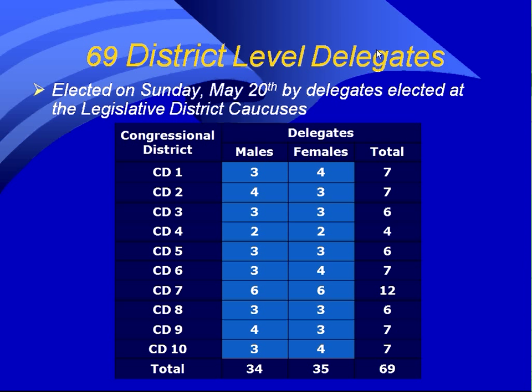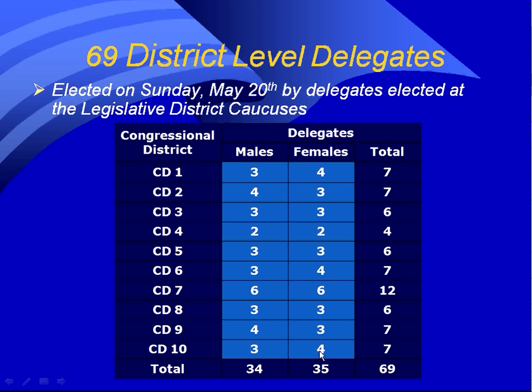The next group are the 69 district-level delegates. These are elected on Sunday, May 20th by delegates elected at the legislative district caucuses. Now I'm going to explain that last part in the next slide, but let's take a look at this slide first. You can see that on the far left I lay out the 10 congressional districts that we have here in Washington. And you will see on the far right the number of total delegates that each one of these congressional districts is going to be electing. They'll be electing 69. And you will notice in the center the number of men and women that each one is going to be electing.